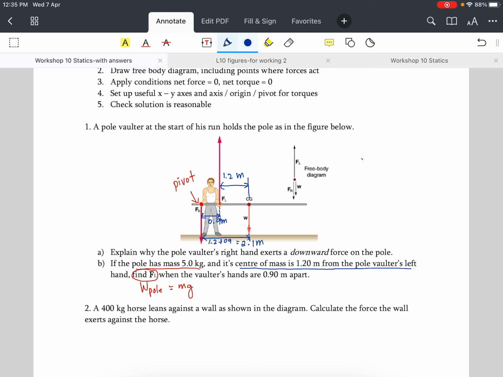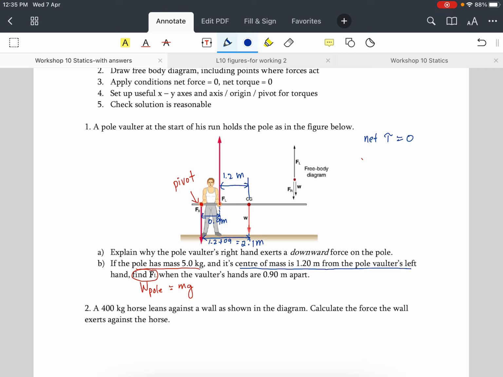Right, so now we know the pivot point and we know the lever arms. We can then solve for the net torque. And we want the pole to be in equilibrium. So we want to impose the condition that the net torque is equal to 0. Okay. So we consider each of the forces relative to the pivot point.